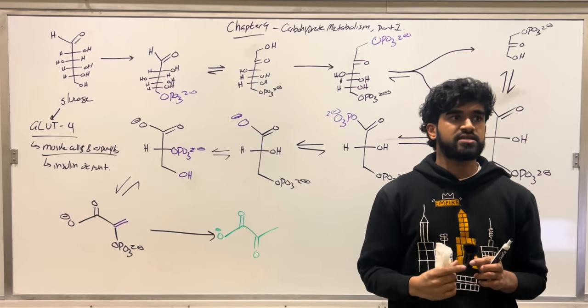What's step three? The rate-limiting enzyme of glycolysis. PFK1 phosphorylates the one position of fructose 6-phosphate, making fructose 1,6-bisphosphate. It is rate limiting, and there's also tight control of this enzymatic process, which we're going to talk about later. Step four, aldolase breaks fructose 1,6-bisphosphate into DHAP and GAP.